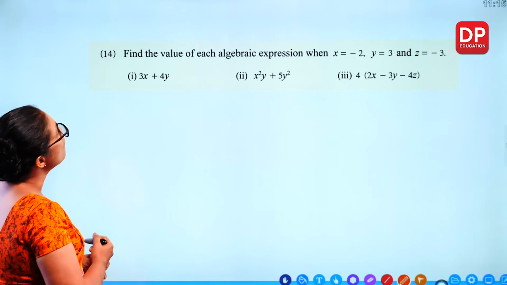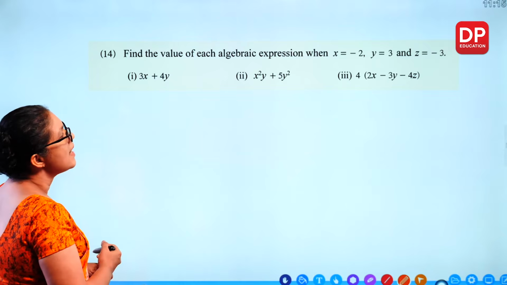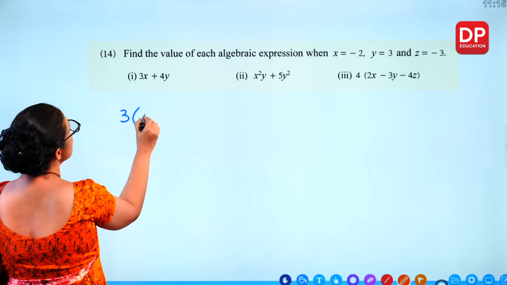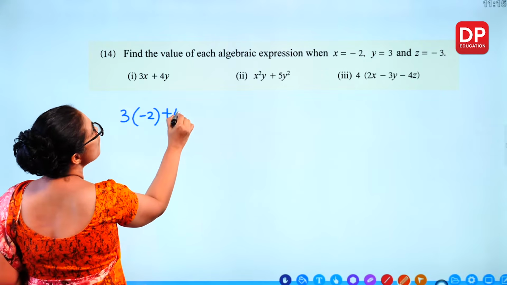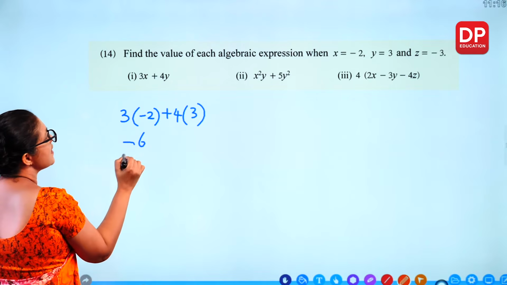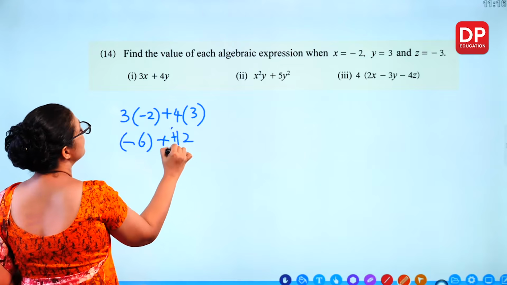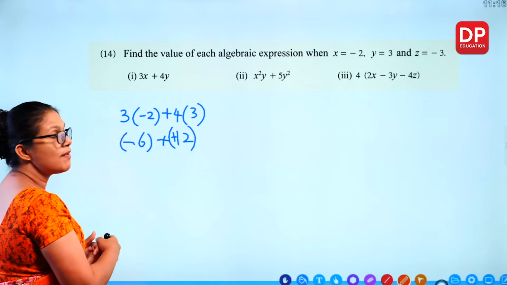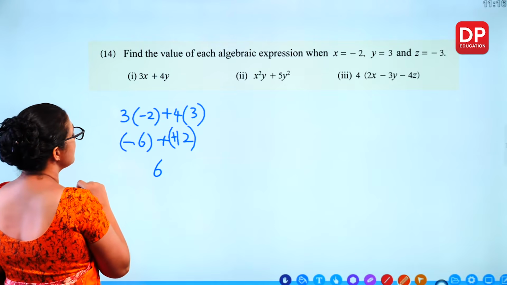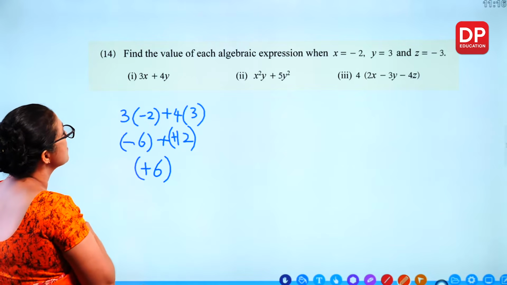Find the value of each algebraic expression when x equals minus 2, y equals 3 and z equals minus 3. So we'll substitute 3 times minus 2 and 4 times y is 3. 3 times minus 2 minus 6 plus 4 times 3 plus 12. 12 and 6 different signs, so you take this difference and put the sign of the bigger number, plus 6.